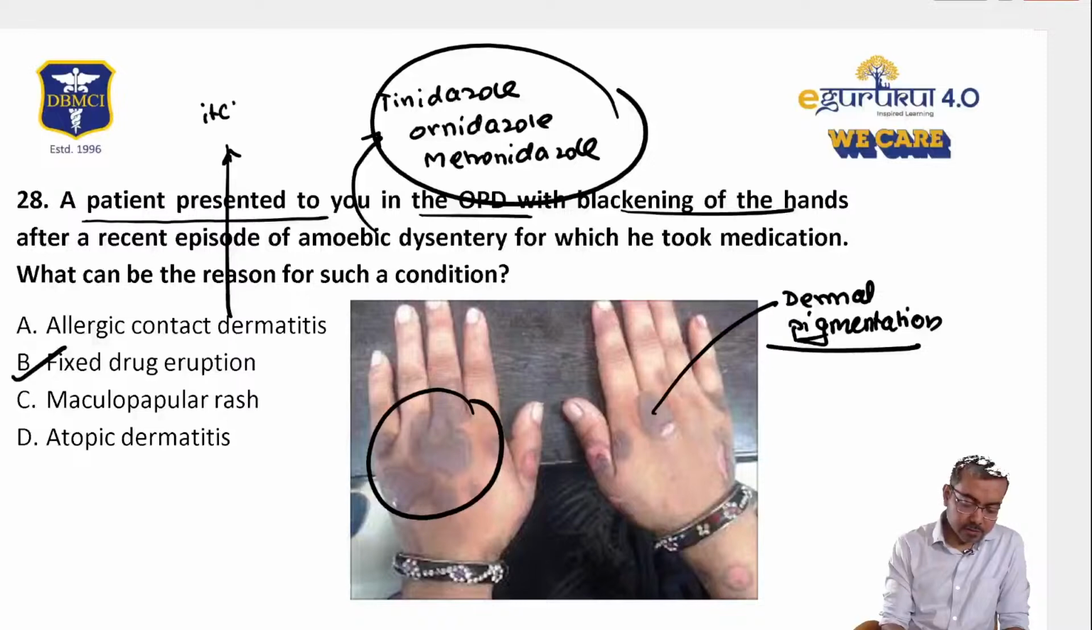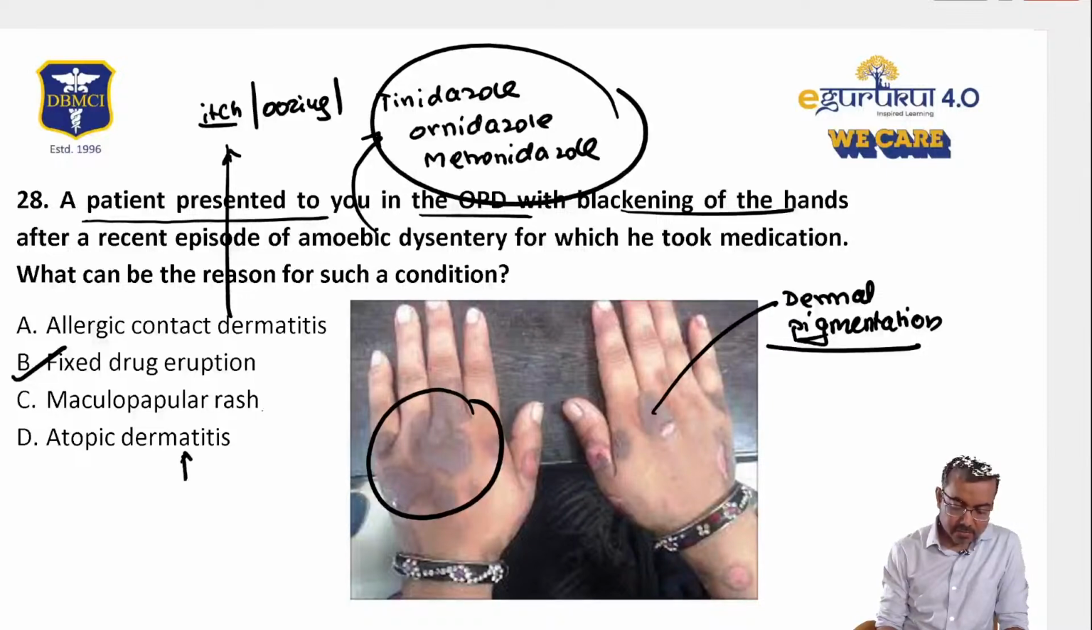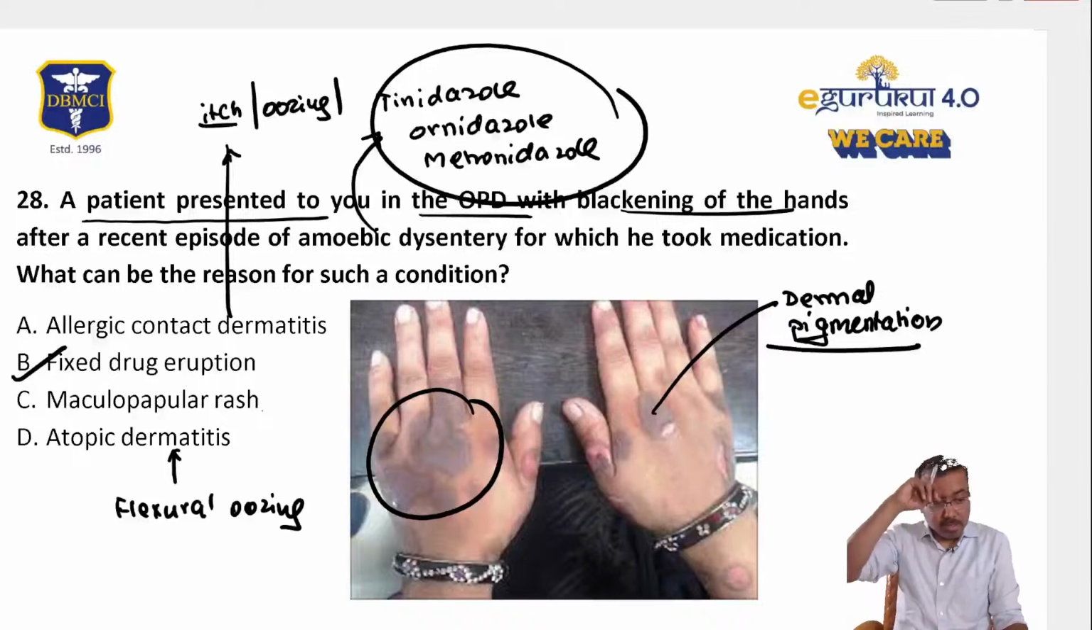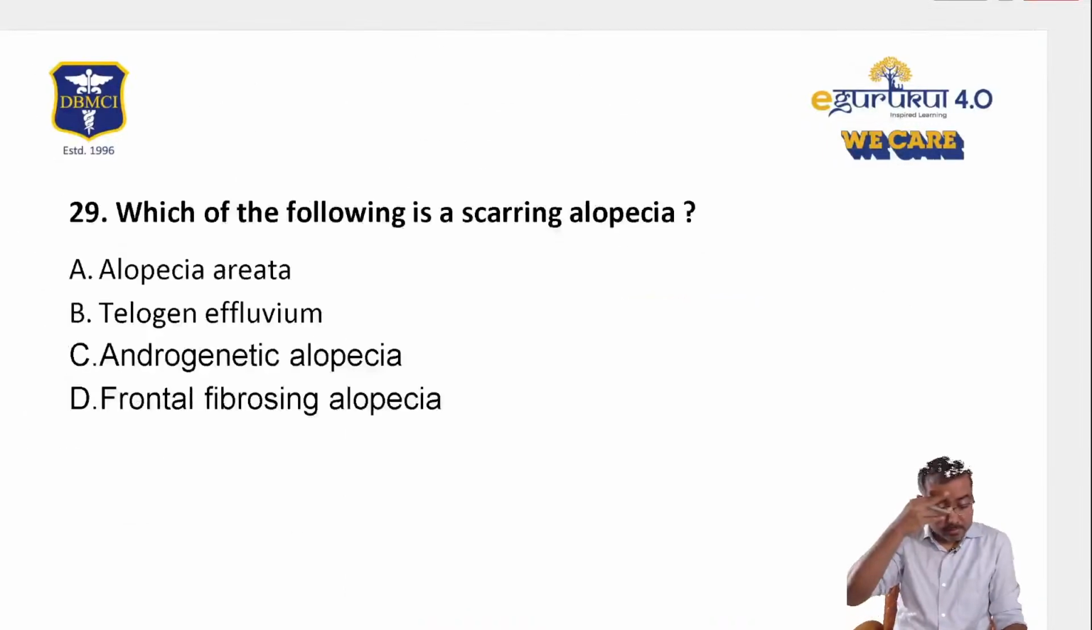Allergic contact, why not? Because this will first of all be itchy and oozing, right? This obviously not. Atopic dermatitis will not be something like this, right? It has nothing to do with dysentery and all that. Usually atopic dermatitis in adults will be flexural oozing eczemas, right? So obviously it's not that. So obviously it's going to be very typical fixed drug eruption. Clear?